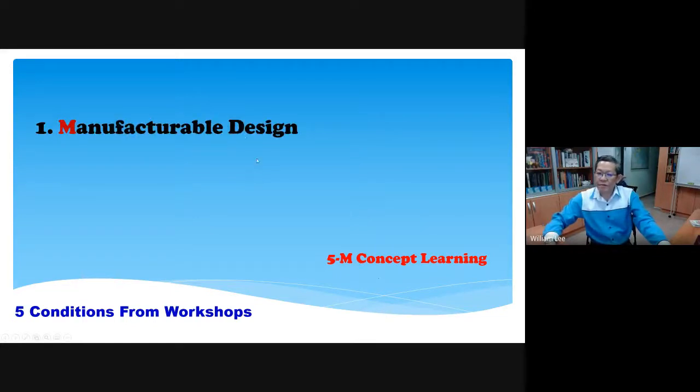The first M is the product design. As I showed you just now, you must have a product design first. But the design must be manufacturable, meaning that you must be able to manufacture it with the least reject, with a faster cycle time, and also with better yield. And that is the function of the design.